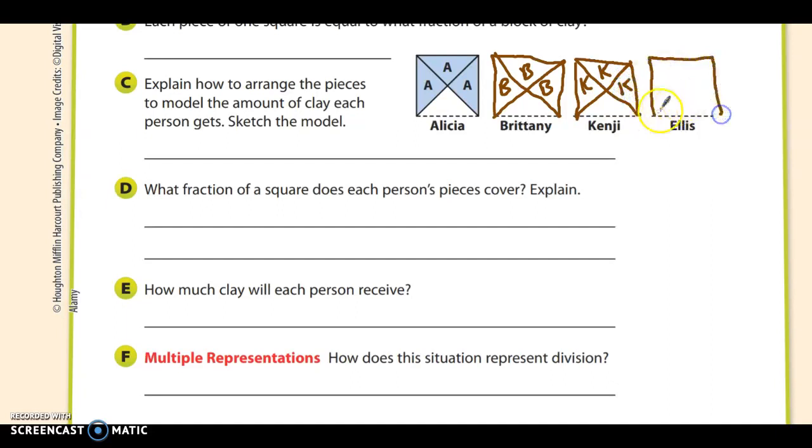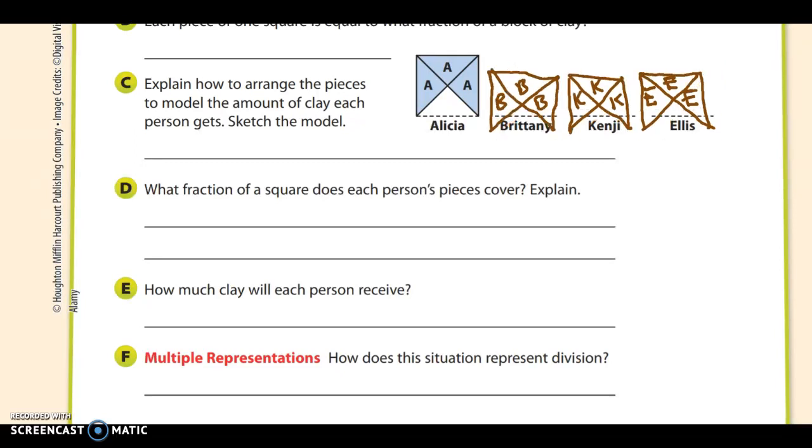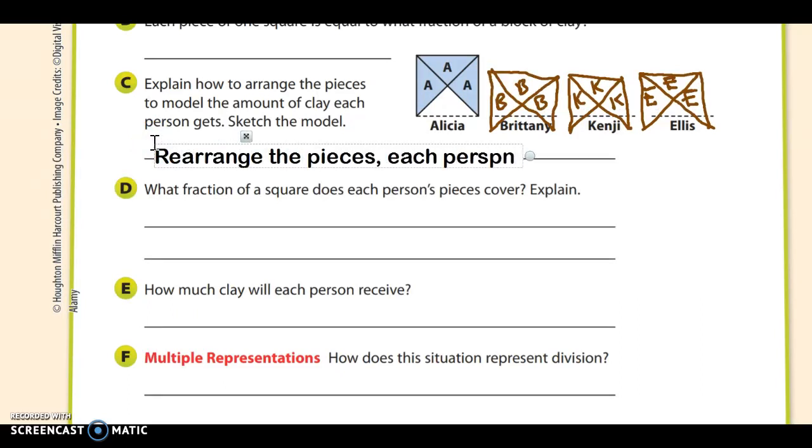Go up and count all the number of pieces that Ellis gets. Ellis got 3 pieces also. So they all got 3 pieces, which is what they were supposed to get because they had to split up the clay evenly. So there's not really anything to write here. I guess it says explain how. What you could do is just say rearrange the pieces. Each person gets 3.